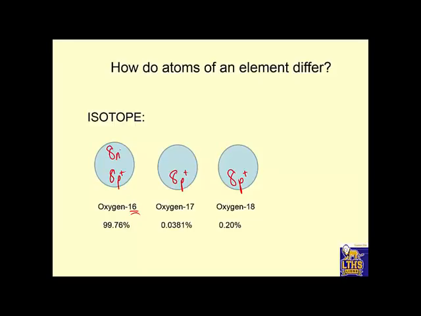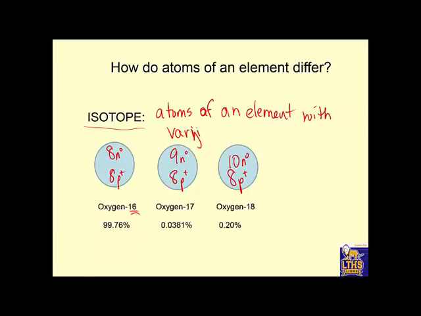So this one has 8 neutrons. This one has 9 neutrons. And this one has 10 neutrons. So they're all oxygen, 8 protons, but some are heavier than others. That's what an isotope is: atoms of an element with varying neutrons. Varying neutrons. Spell that right, hard?